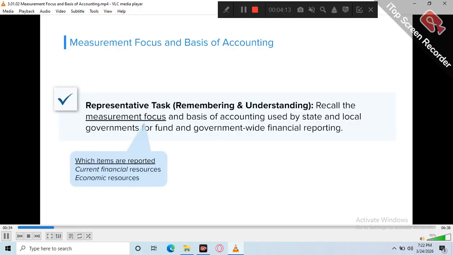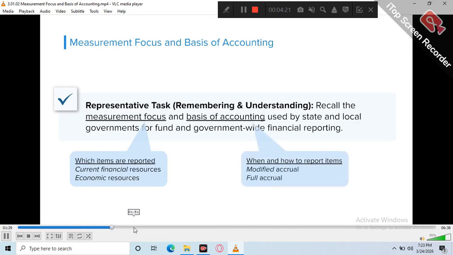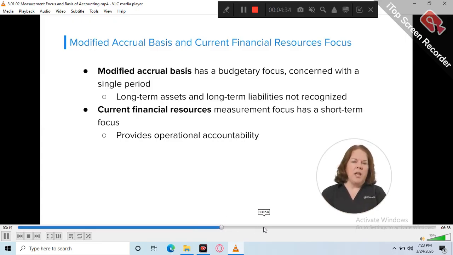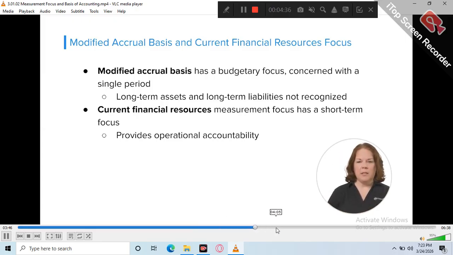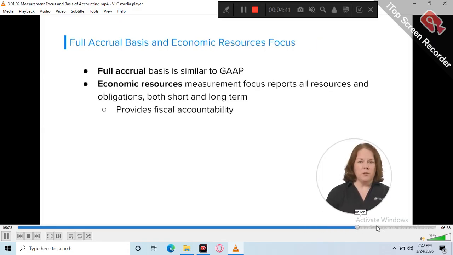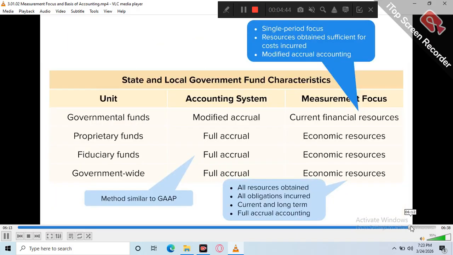We have 2 options here: the current financial resources focus and the economic resources focus. Sometimes it's hard to wrap our brains around. Our 2 options, and we're going to tweak it some. The modified accrual method is matched up with the current financial resources focus. So you're going to see them presented here together, right? Because they always need to be matched up. The economic resources focus is using full accrual. We're looking at the resources right now. Are they sufficient?